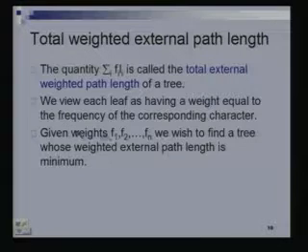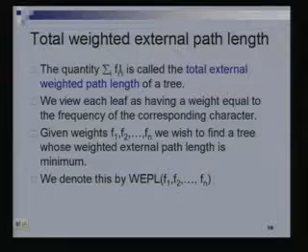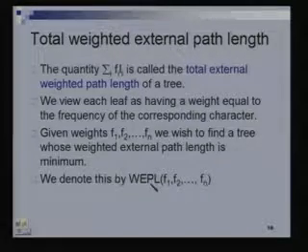So here for instance, given these weights or frequencies f1 through fn, we wish to find a tree whose total weighted external path length is minimum. And that's what we want to do. We are given the weights on the leaves. We want to build a tree whose leaves will be these and whose weighted external path length will be minimum. And we will denote this minimum weighted external path length by this quantity, right? So given n leaves with weights f1, f2, f3, fn, build a binary tree whose leaves will be these n leaves and which will have the minimum total weighted external path length, right.